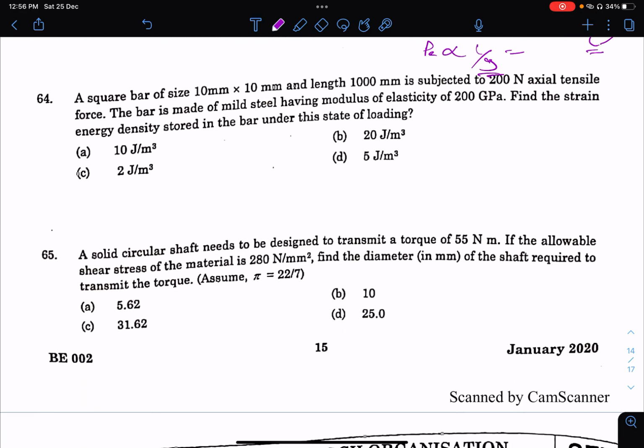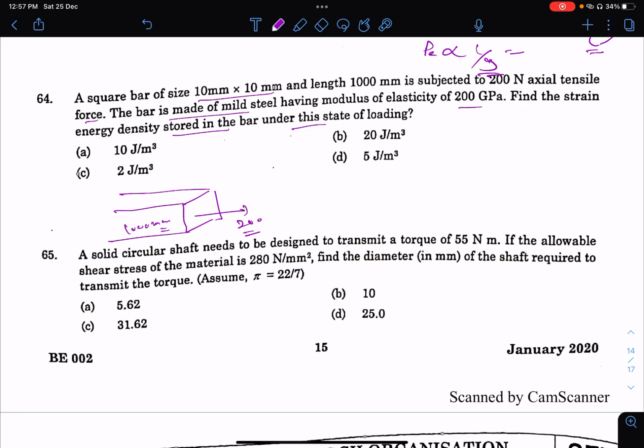A square bar of size 10 mm by 10 mm, this is our cross section, and length 1000 mm or 1 meter is subjected to an axial load of 200 tensile force. The bar is made of mild steel having a modulus of elasticity of 200 gigapascal. Find the strain energy density stored in the bar under this state of loading.